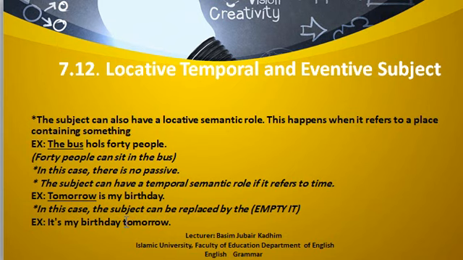For example, the bus holds, it should be holds, there's a missing D, 40 people. Now the bus here is the subject or the location, and the semantic role of this subject is location. So 40 people can sit in the bus. In this case, there is no passive.